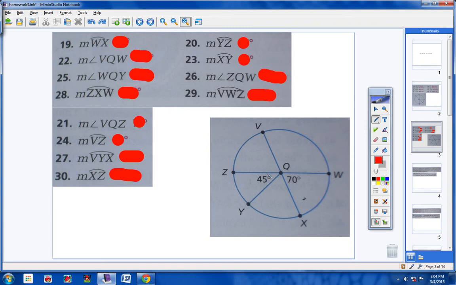Now if this is a diameter right here, which it is, we know all three of these angles here have to equal 180. Okay, they have to. So we have one angle that's 45 degrees. We have one angle that's 70 degrees. If you add those two together, you get 115. And so that leaves you with 65 degrees for this angle right here.